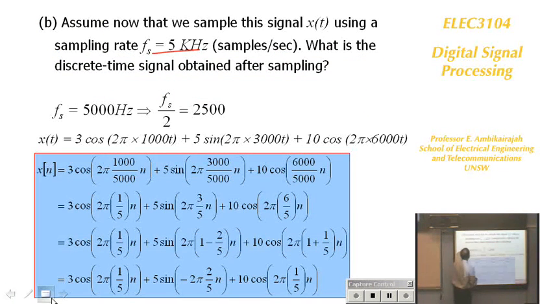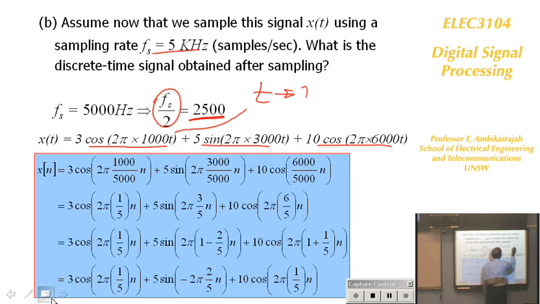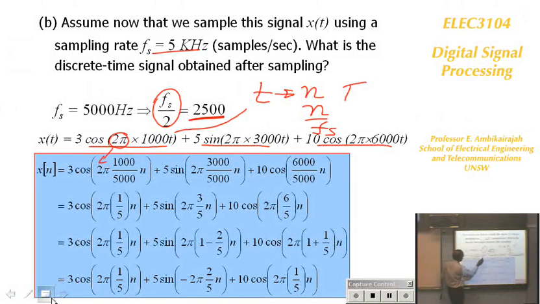So I'm going to sample at 5 kHz. So half the sampling frequency is 2500 Hz. I'm going to rewrite the equation: 3 cos 2 pi 1000 t, and the other terms. I convert that into digital form, t is equal to nT, t replaced by n over Fs. So I'm going to say 3 cos 2 pi 1000, instead of t, n over Fs. Similarly, I do it for everything, n over Fs, and I simplify these. I will get a signal like this.